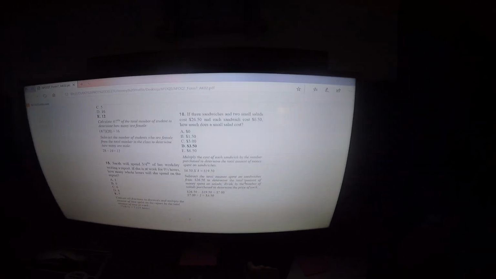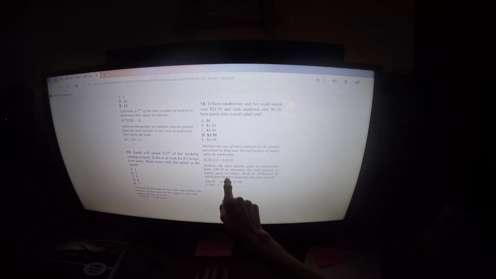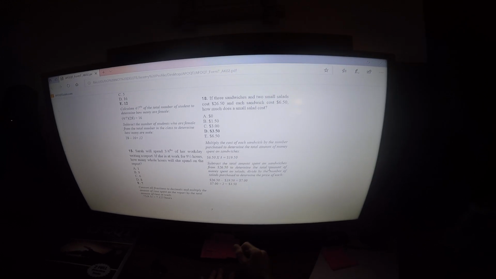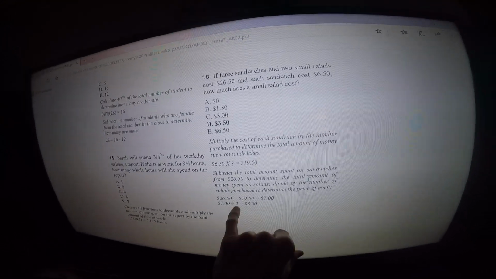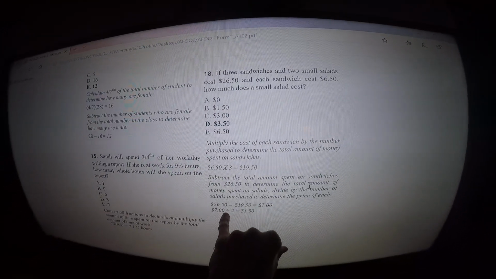Subtract the total amount spent on sandwiches from $26.50 to determine the total amount of money spent on salads. Divide by the number of salads purchased to determine the price of each. So $26.50 minus the price of the sandwiches, $19.50, leaves you about $7 left. You bought 2 small salads. $7 divided by 2, each salad costs $3.50. That's good. That was question 18.